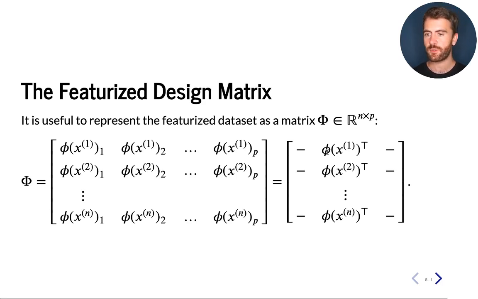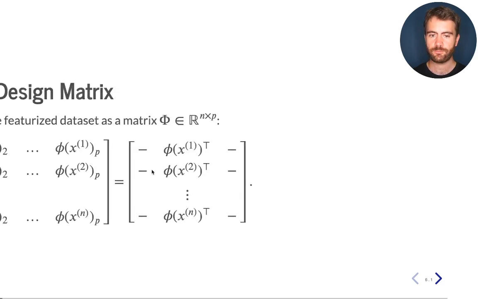But now, just to distinguish between attributes and features, I'm going to use this symbol capital phi to denote the featurized version of this matrix, in which the inputs are features instead of the raw attributes. So at the position ij of this matrix, we have the jth feature of the ith input point.